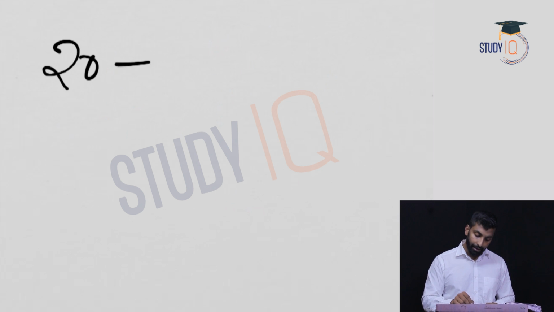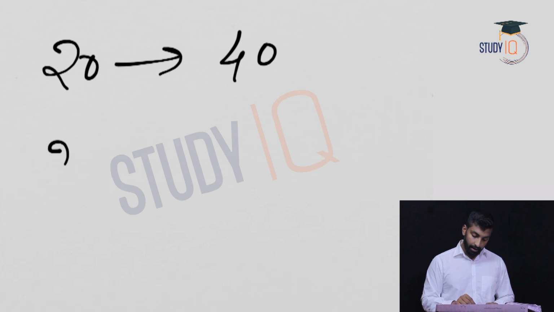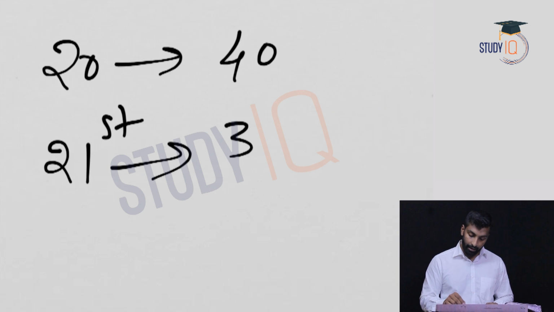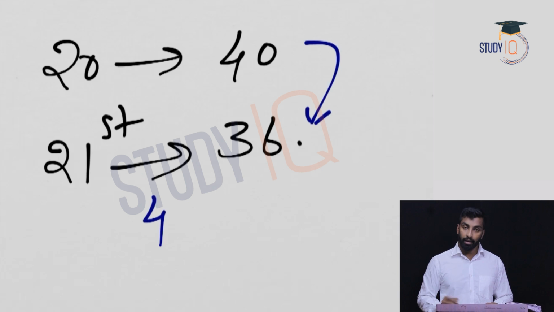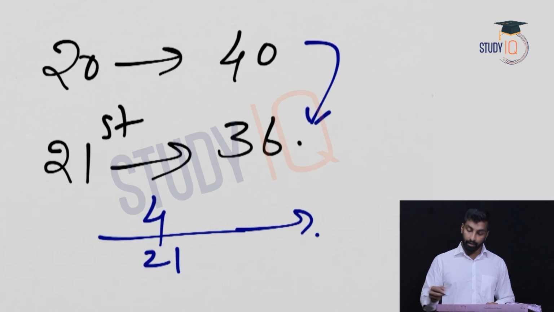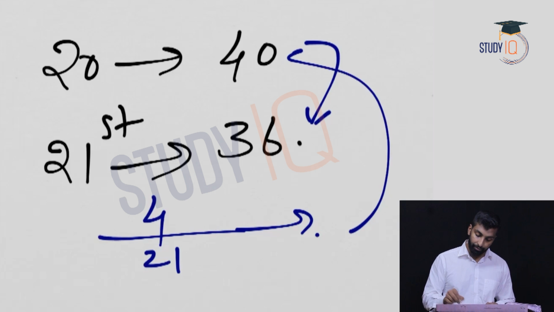So if the question is, after 20 innings your average is 40. In the 21st innings you are scoring, let's say, 36. What is the new average? How will you find it? You see the difference is 4, divide it by 21, you will get a fraction, right? Here the average is reducing, so subtract it from 40.